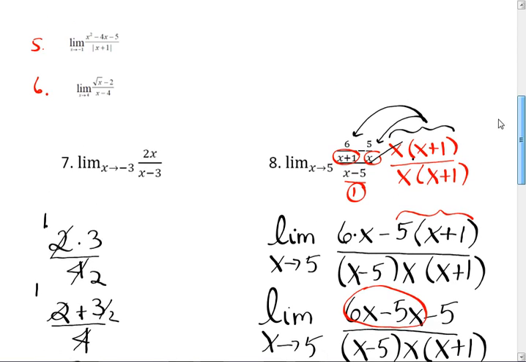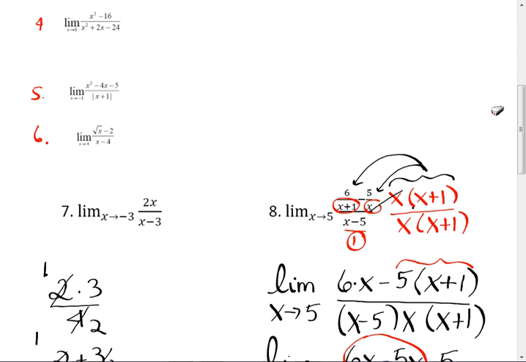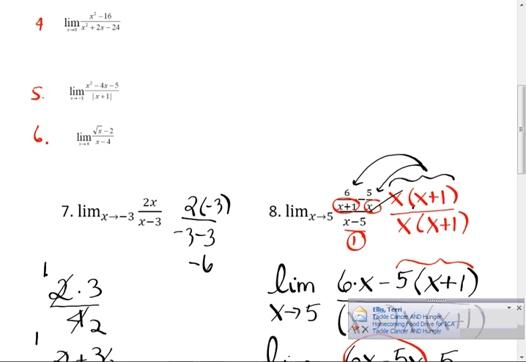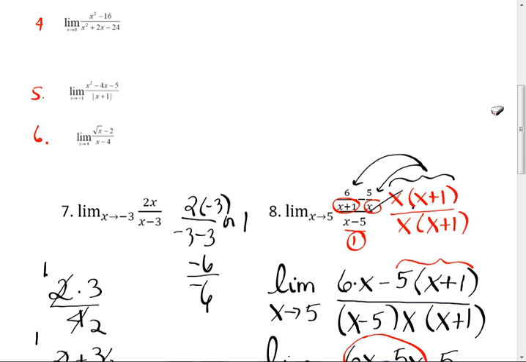So the next hard problem is number 6. We're going to do 7. We can do 7 first. What do you always do first? It's too easy, isn't it? Substitute. So it's 2 times a negative 3, and it's minus 3 minus 3. So it's negative 6 over negative 6, or 1. You always substitute first. The infinity is the only one where you're looking at what's the end behavior. Otherwise, there are always going to be numbers.